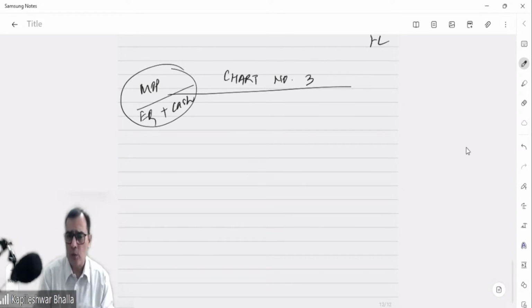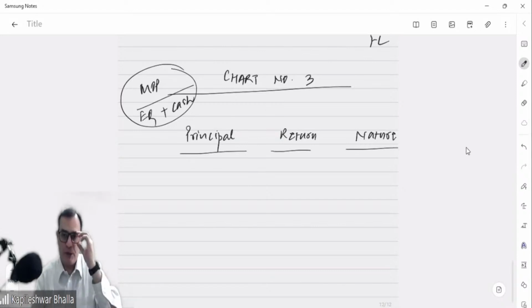So let's do one thing. Let's consider three columns now. One is the principal, and one is the return, and let's consider the nature of the instrument. Now watch these permutation combinations carefully. I'm going to create almost all kinds of permutation combinations which could arise.